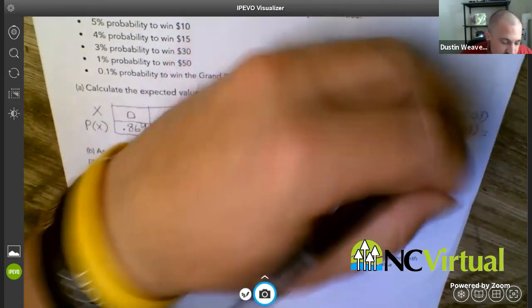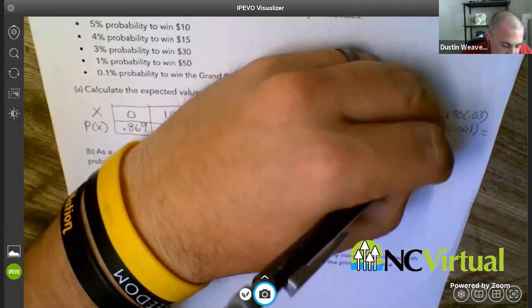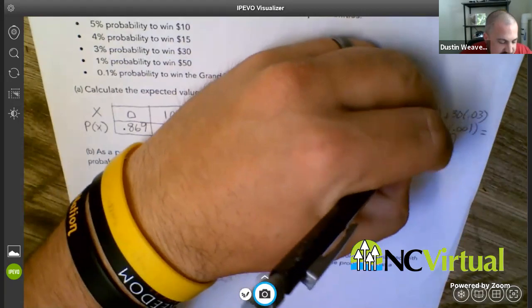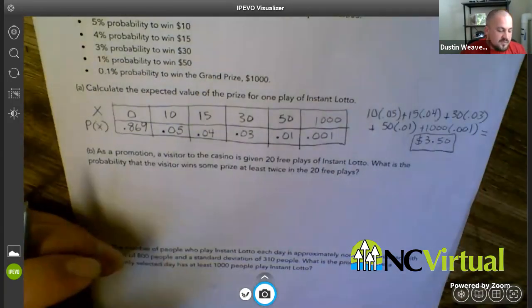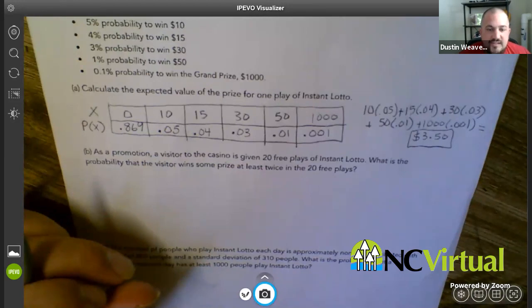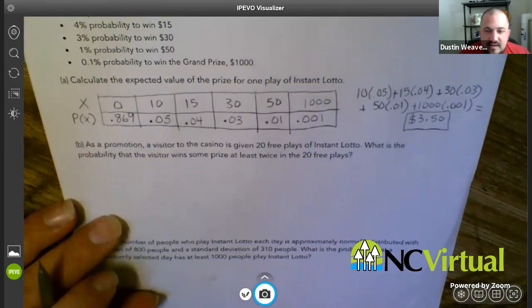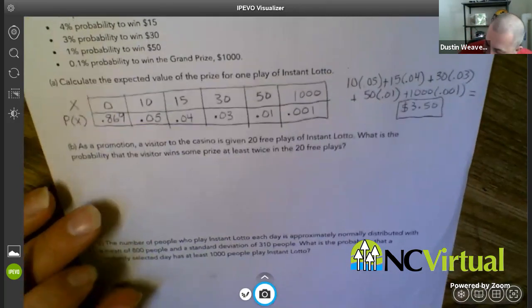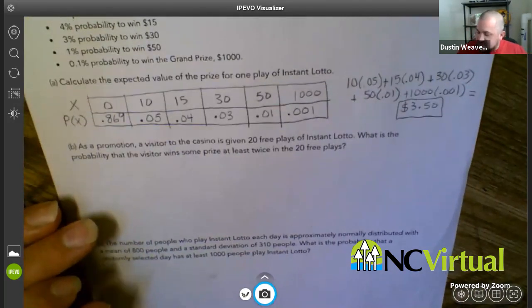That equals $3.50. So that's the expected value of the prize for one play of the Instant Lotto. Expected value is $3.50. Okay, that's our expected value.